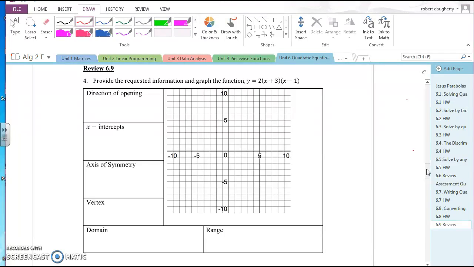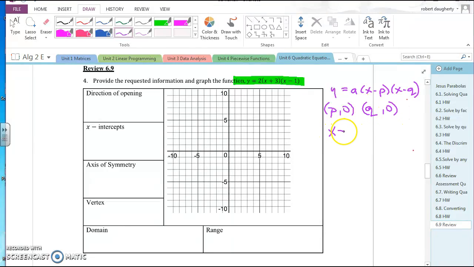This is a graph of a quadratic that is in intercept form. So I know that intercept form is y equals a(x minus p)(x minus q). And that tells me that the x-intercepts are at (p, 0) and (q, 0). And I know the axis of symmetry is (p plus q) over 2. So this is all stuff that I know. So the direction of opening, that is going to open up. So it's going to go like this.